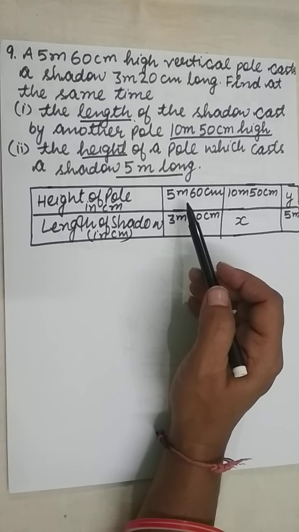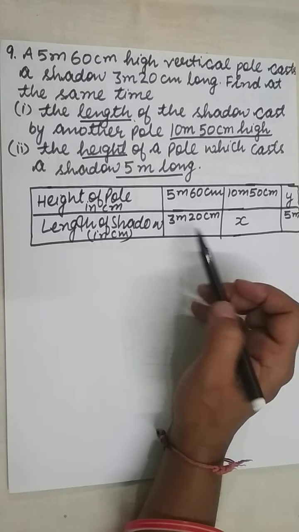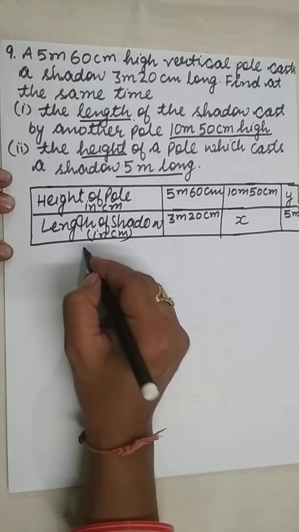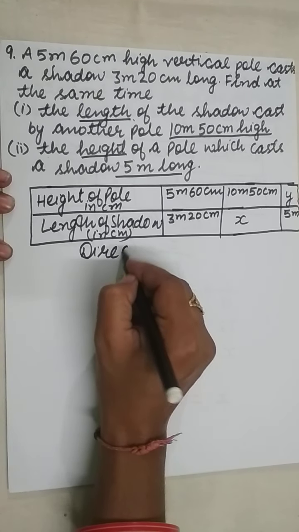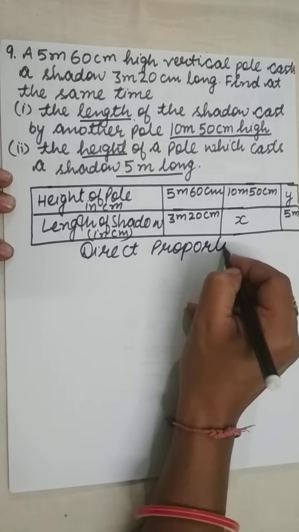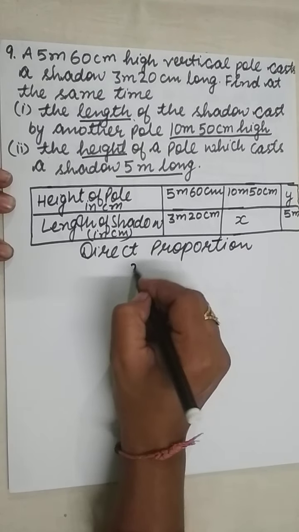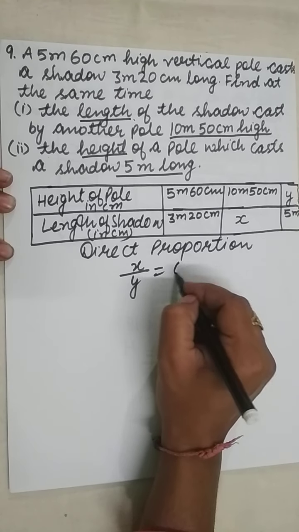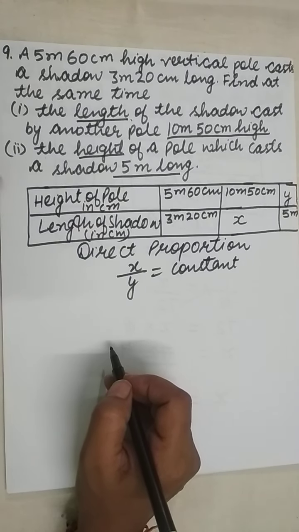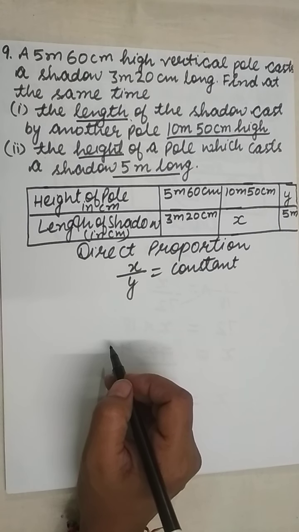Students, as the height of the pole will increase, ultimately the length of the shadow will also increase. So this is a direct proportion. I will write it as direct proportion, that is x upon y is equal to constant. Before calculating the values, I will convert the dimensions.